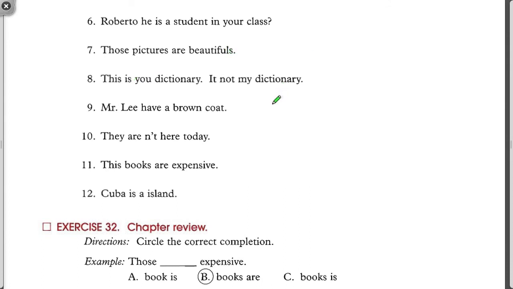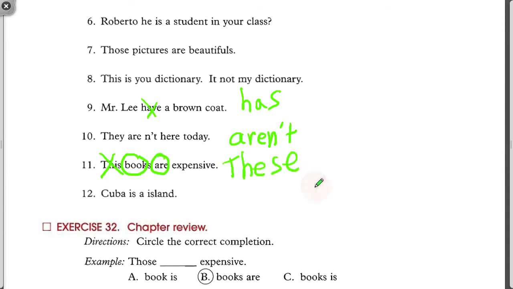How about number 9? Mr. Lee has a brown coat. Number 10, they aren't here today. Books and are, so this is plural. So this is not right. These books are expensive. And finally, since island begins with a vowel, you have to have an island.